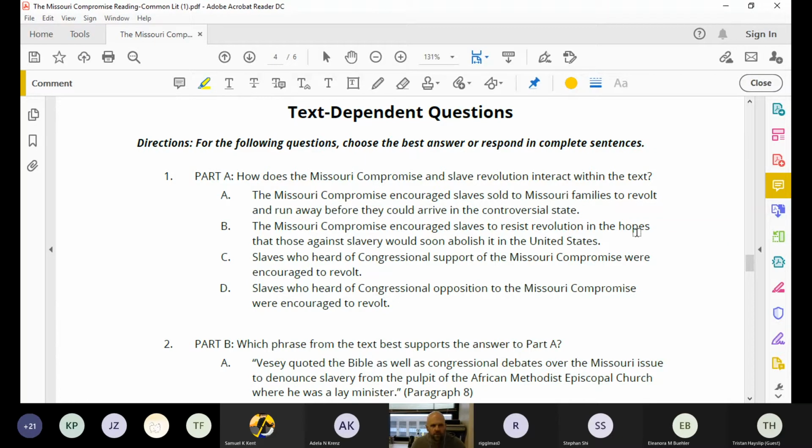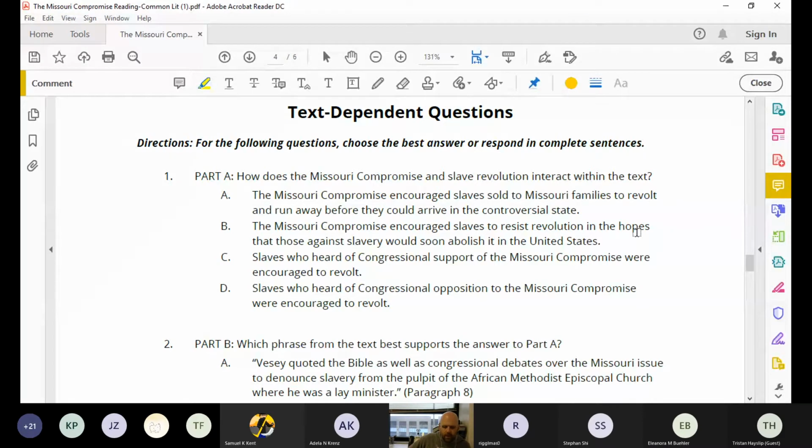Okay. So let's look at part A, because 1 and 2 are connected. How does the Missouri Compromise and slave revolution interact within the text? So those two ideas, the Missouri Compromise and the slave revolution, how are they intertwined, or how do they interact in the text? So what answer choice do you think is the best for number 1? Okay, Ailuan?